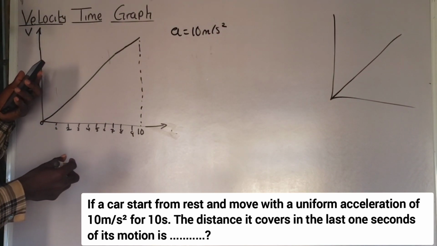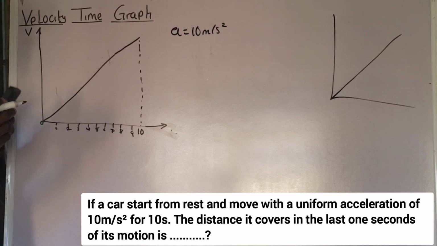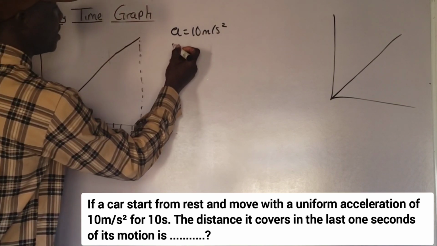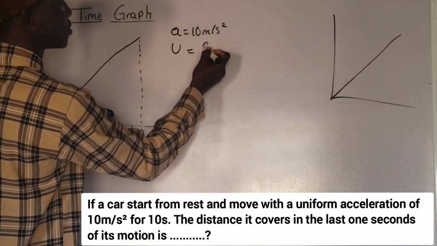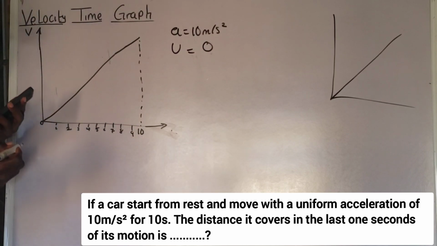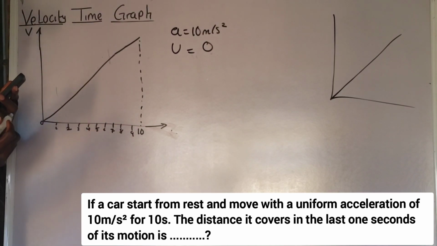Now, the car starts from rest. If the car starts from rest, what will be the initial velocity? The initial velocity will be 0, because the car starts from rest. That means that u is equal to 0. Now, I think those are the parameters that were given in the question.